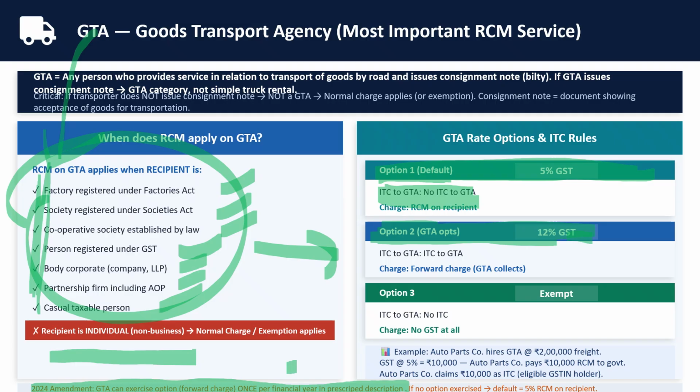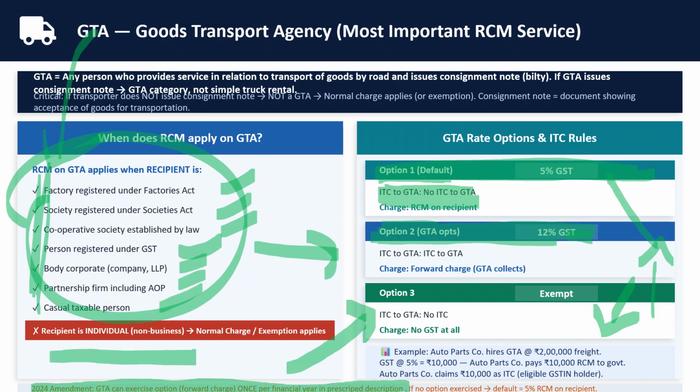And in this situation, these services are exempt in nature. Because if the service is provided to an individual or non-business person, we don't need to pay RCM, because these are not unregistered persons. In this situation, if the limit is less than 1,500, it would be exempt. If the limit is more than 1,500, it would be chargeable. That is also the chargeability based on his options.